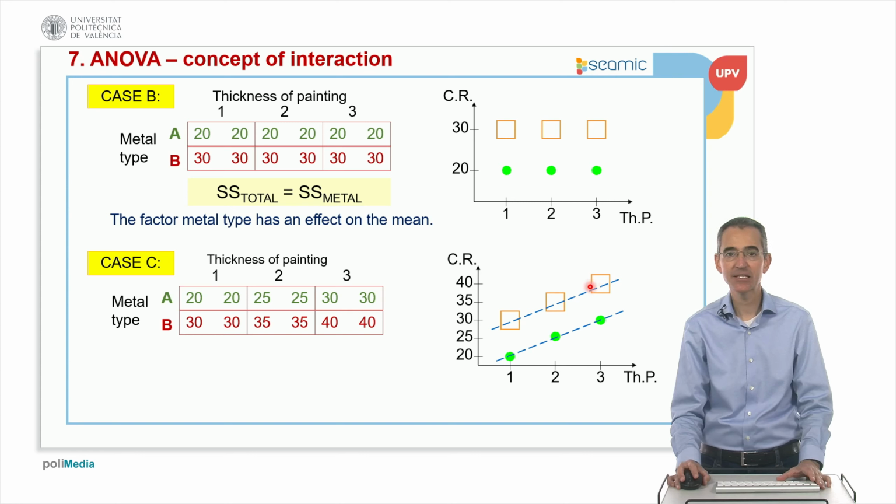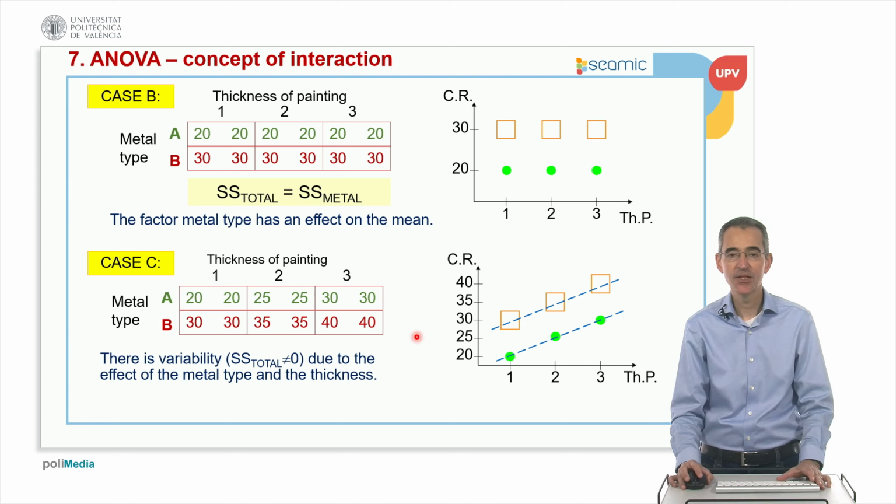It means that in this case there is no interaction, and this is important. There is variability due to the effect of metal type and to the thickness. But in this case, as the lines are parallel, there is no effect of the interaction. So we will decompose the total sum of squares as the sum of squares associated to metal and thickness.